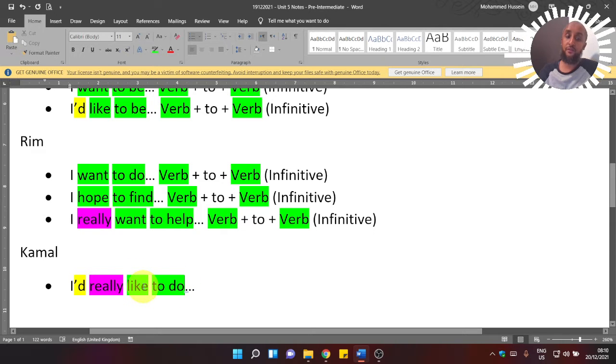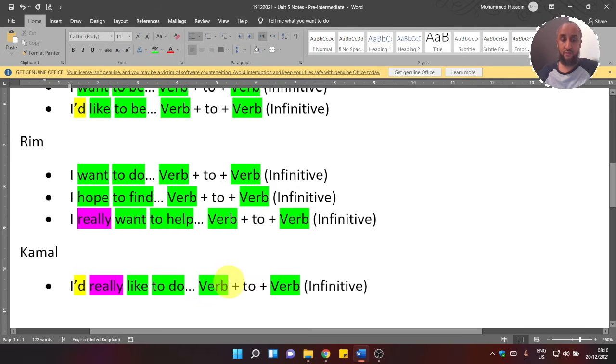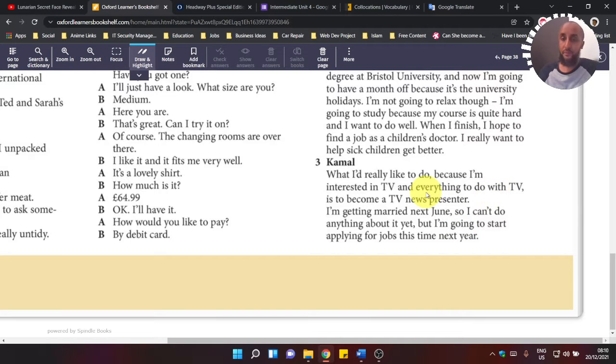The first verb can change, by the way. I can say in the past, I really liked. That doesn't matter, but this second verb doesn't change, it stays basic. So here again, guys, as usual, it's following this pattern. Let's write this down: verb plus to plus verb. Okay, let's look for another one.